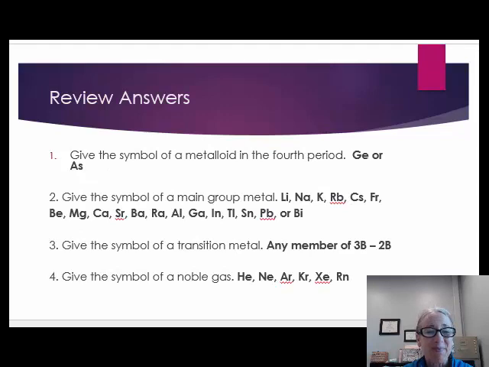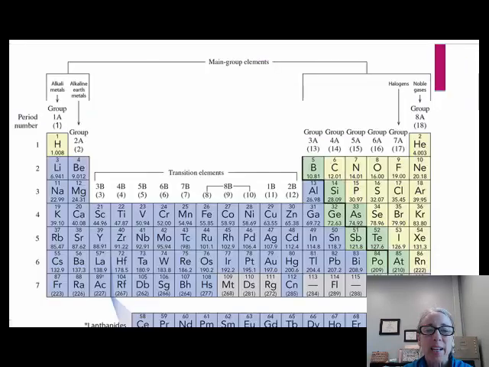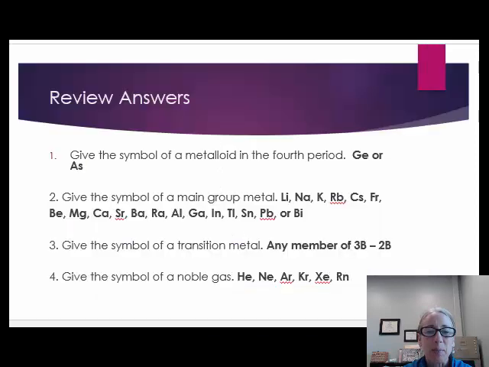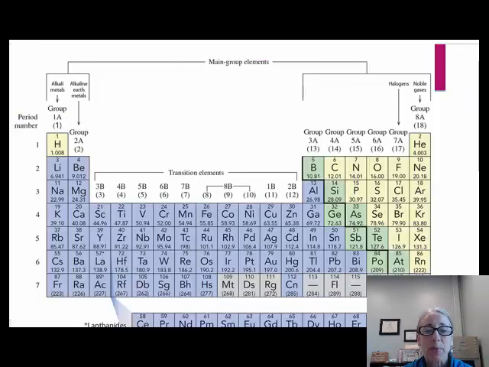Let's see how you did. In the 4th period, there are 2 metalloids according to the color coding of your periodic table. Germanium, symbol capital G lowercase e, and arsenic, symbol capital A lowercase s. Either answer is correct. There are approximately 12.5 main group metals.